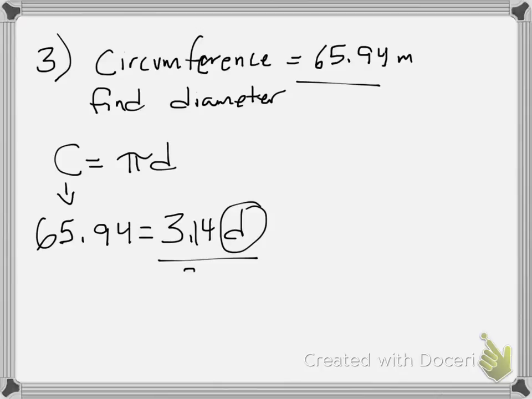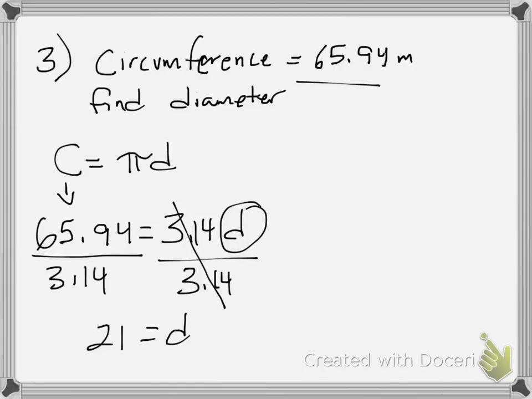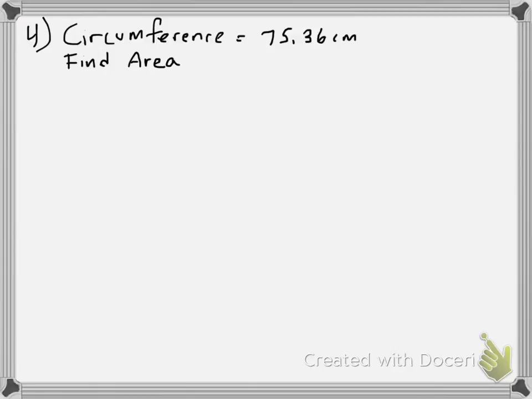So to do that, we have to divide this side by 3.14 so that these cancel. And of course, we need to divide the other side by 3.14. And that equals 21. So d equals 21. And we need units, so we would say d equals 21 meters. And we're done.